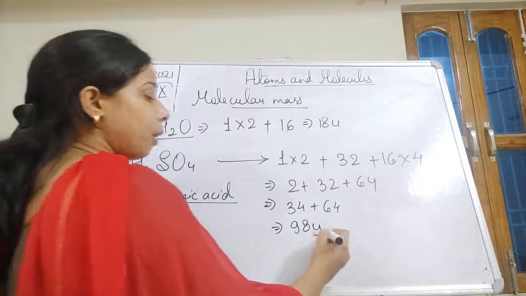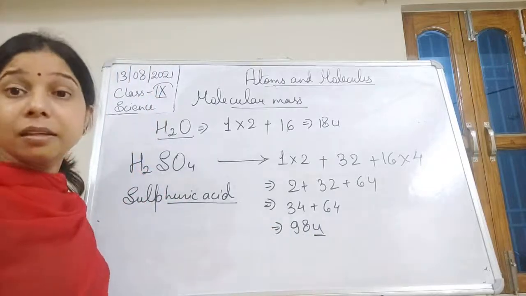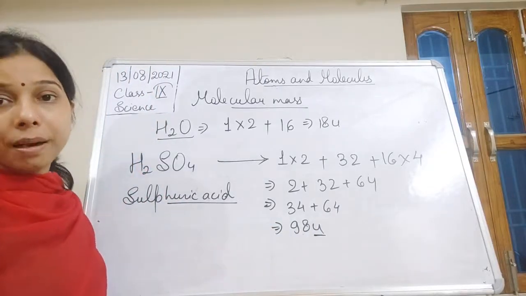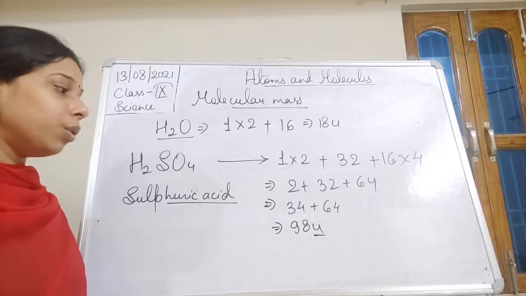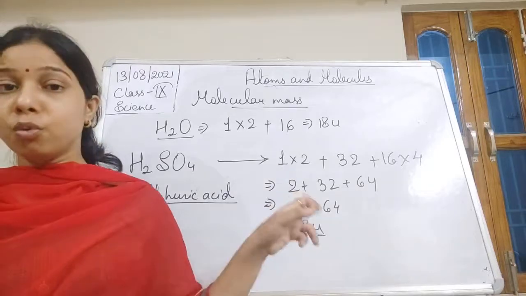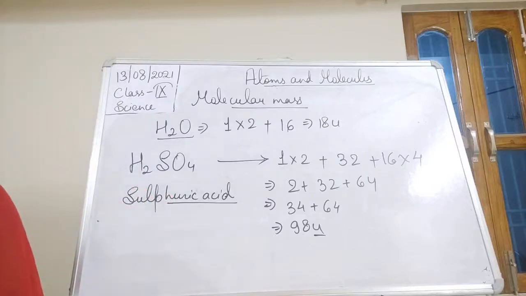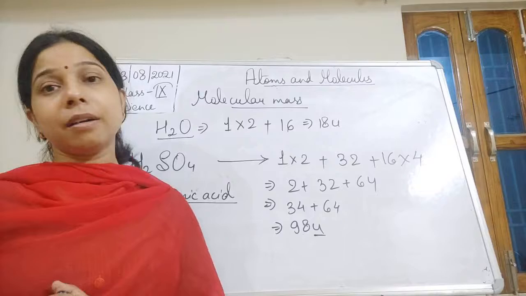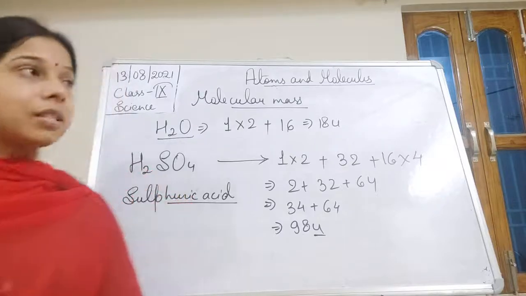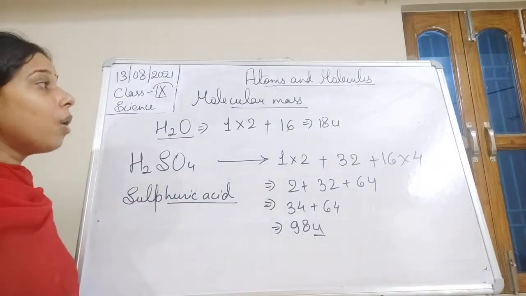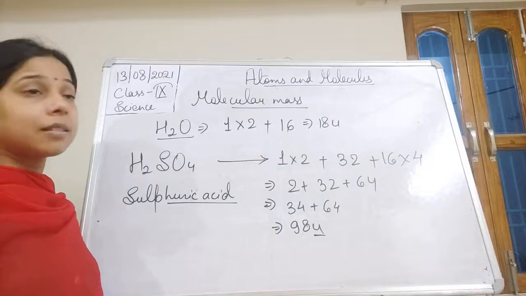Actually, when we talk about U, students, it is the atomic mass unit or molecular mass unit. We represent it by U, or sometimes by G. It doesn't matter. So this is how we can find the molecular mass of a given substance.